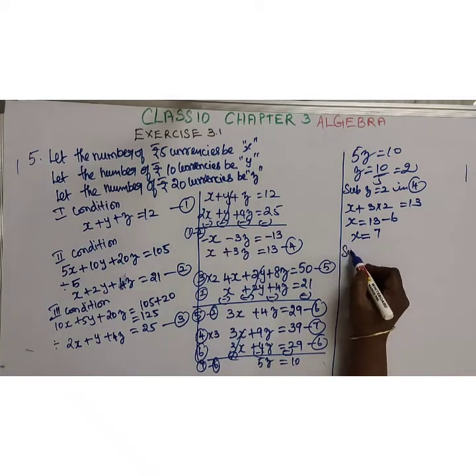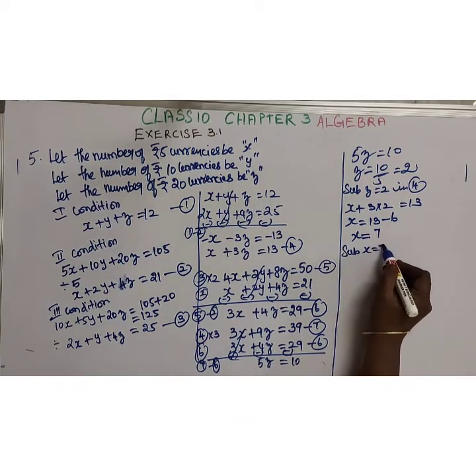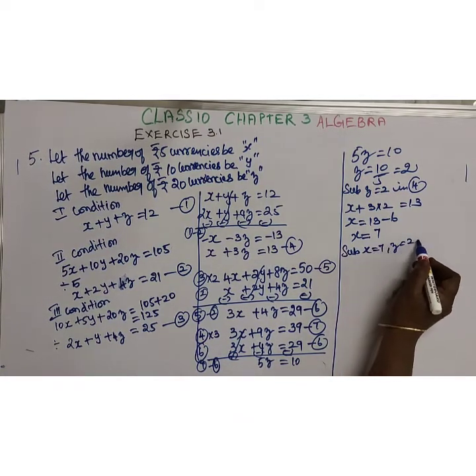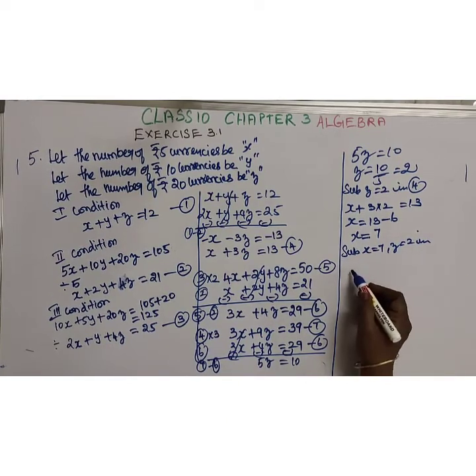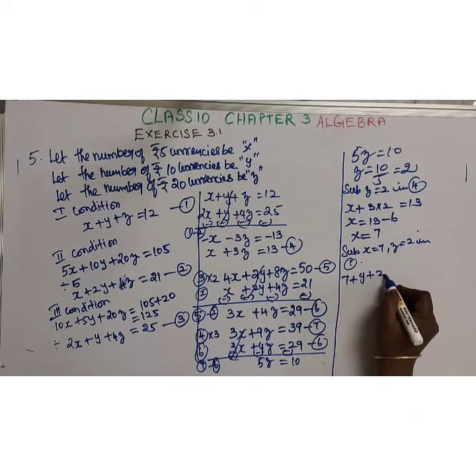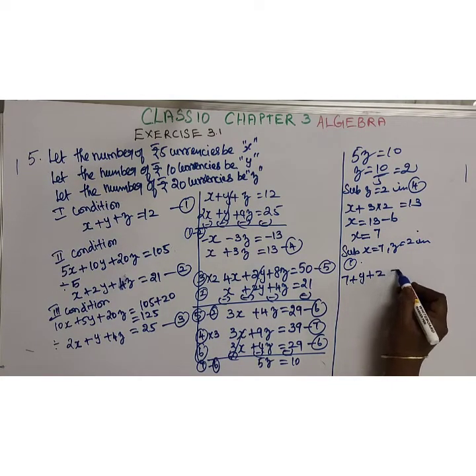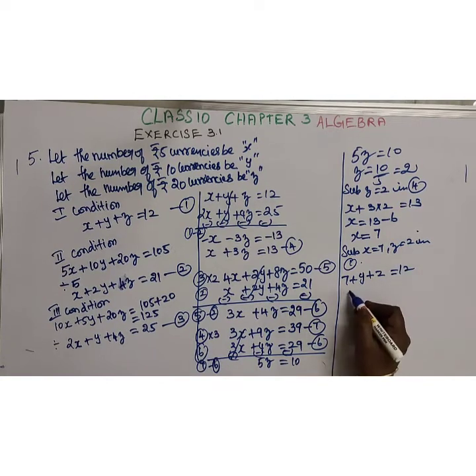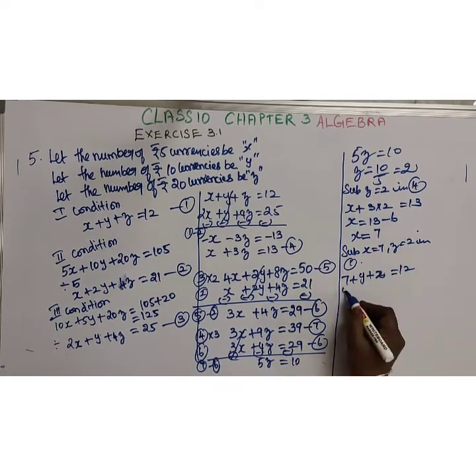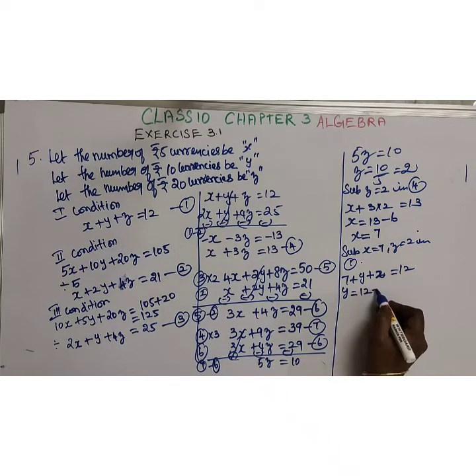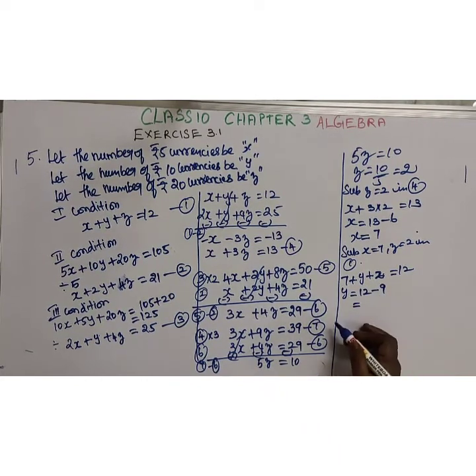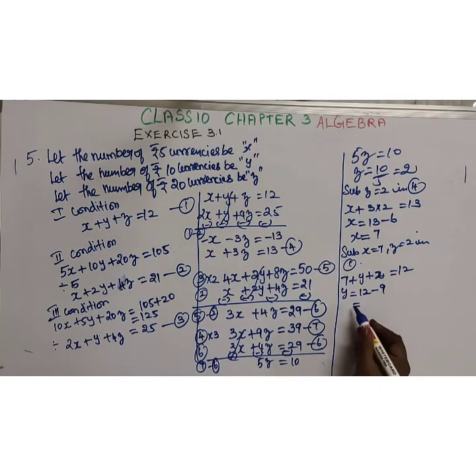Now substituting X equal to 7, Z equal to 2 in first equation. So that is 7 plus Y plus 2 equal to 12. So Y equal to 12 minus 9. So Y equal to 3.